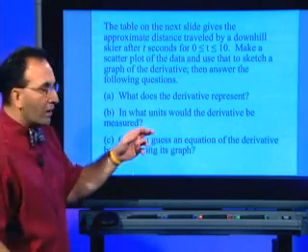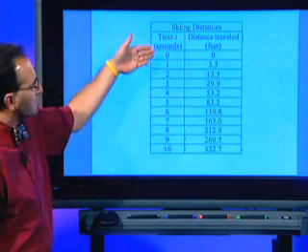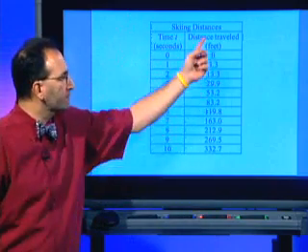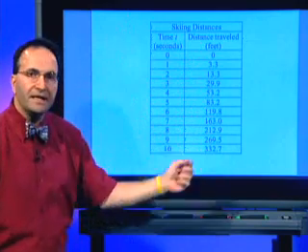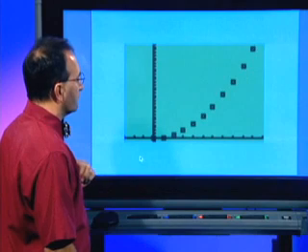Okay, now let's look at the table. We have skiing distances. Here are our times from 0 to 10 and the corresponding amount of feet that the skier traveled. Now what I've done is taken this table and I've plugged it into the graphing calculator, and then I'll show you what the result was.